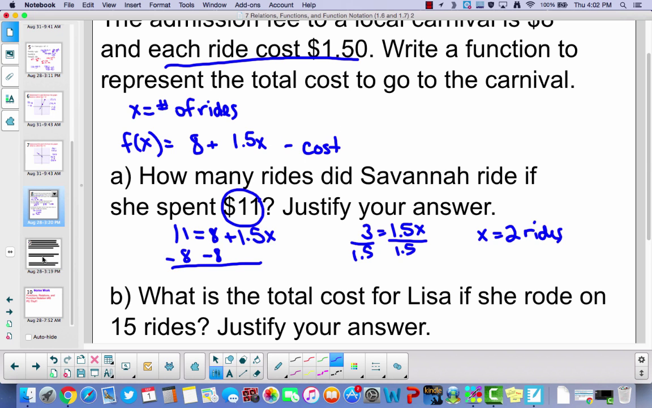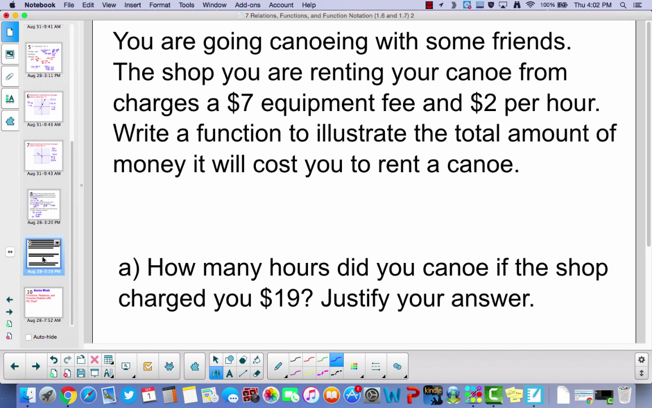All right, so I want you to try this one. You are going canoeing with some friends. The shop you're renting your canoe from charges a $7 equipment fee and $2 per hour. Write a function to illustrate the total amount of money it will cost you to rent a canoe. First question says, how many hours did you canoe if the shop charged you $19? First of all, we have to write our function. So pause it, write your function, and try this problem here.